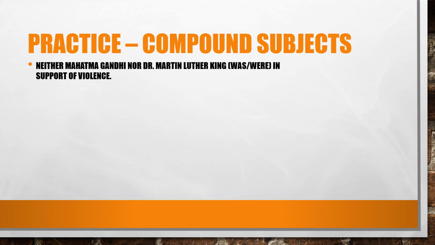And the conjunction here is neither nor, okay? And because it is neither nor, okay, this means that we have a singular subject, okay? And if we have a singular subject, then the verb that is going to be used here is supposed to end with an S. So it's neither Mahatma Gandhi nor Dr. Martin Luther King was in support of violence. Now this one is one that always confuses my students because they almost always want to use were here. And even I, when I look at this for the very first time, anytime I go back to look at it, it seems like were is going to be the one that's correct, okay?